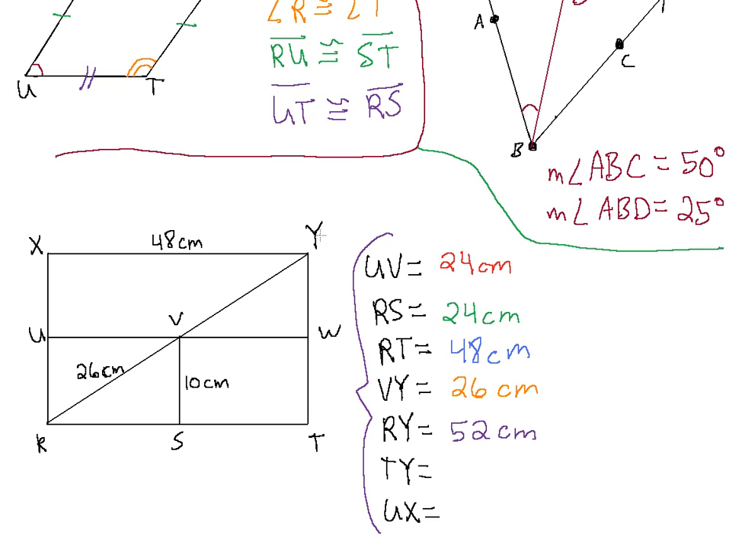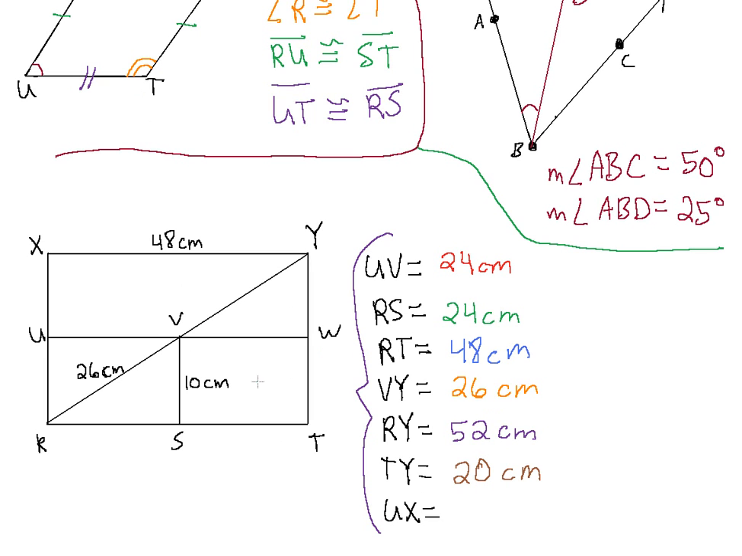Let's take a look at TY. TY is going to be the same distance as RX. We don't know RX, but we know this length right here is 10 centimeters. And V is the midpoint of RY, this segment right here. So TY is going to be just double this segment right here. So TY is going to be 20 centimeters. Just using this midpoint as a very important focal point to find these various distances.